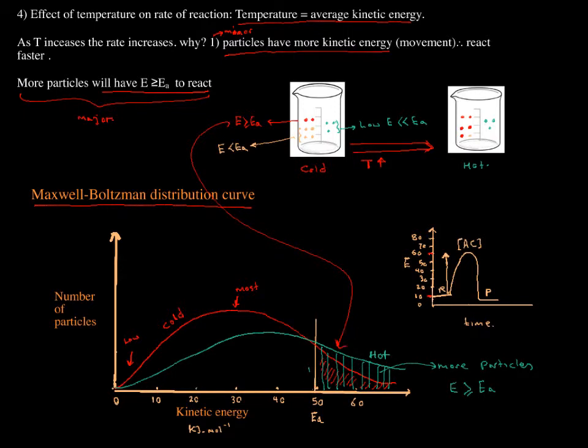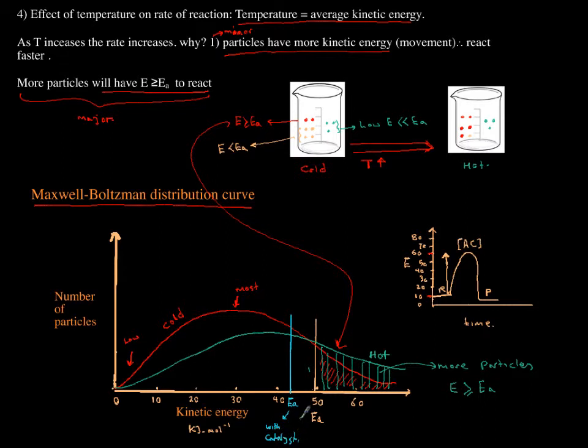Now the question is, what happens if I introduce a catalyst? If you introduce a catalyst, what you're going to do is lower this activation energy. So even for hot and cold, now you will have proportionally more reactants that can react. So let the new blue line be the Ea with catalyst.